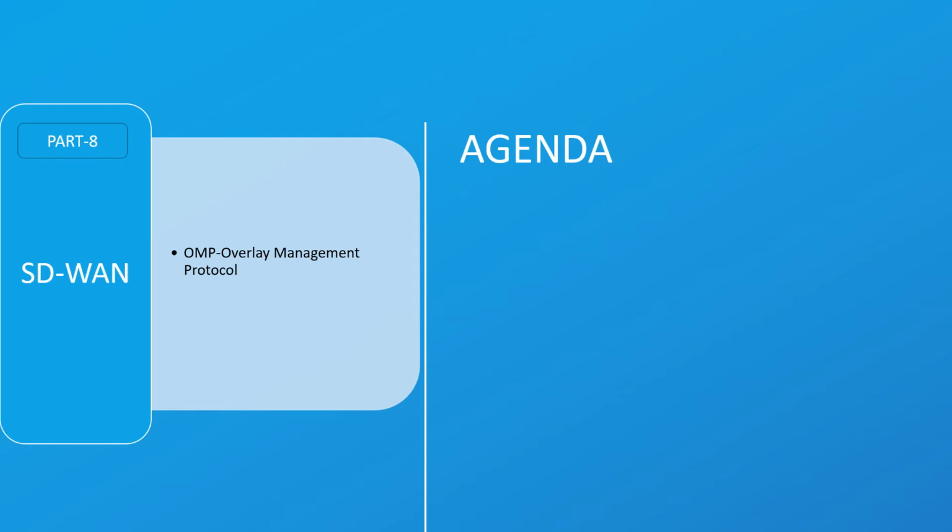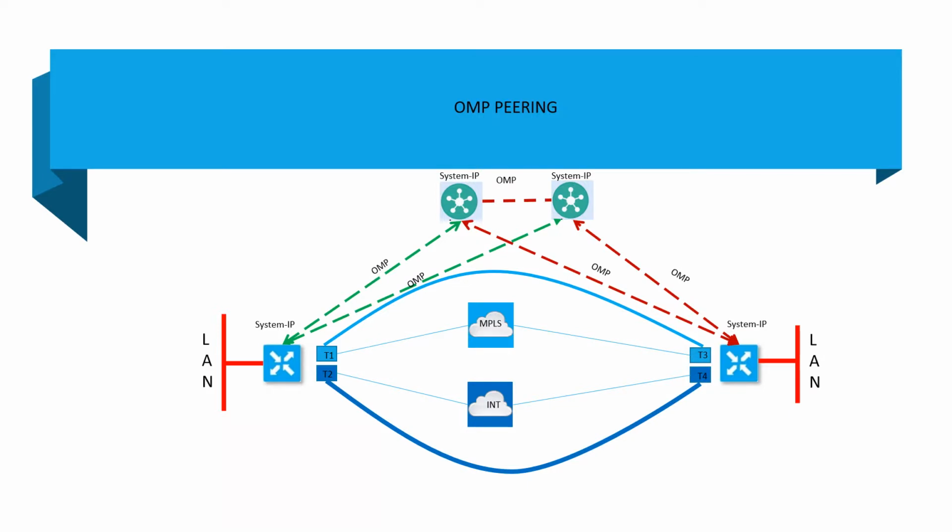And in this section, we are going to discuss OMP, which is Overlay Management Protocol, and the SD-WAN data plane. About OMP peering. OMP is a protocol which is responsible for exchanging the routes. There's a term OMP peering, and this OMP peering is going to run between the vEdges to vSmart. So we can see on our screen, there's a first peering. The second peering is going to be to the second vSmart.